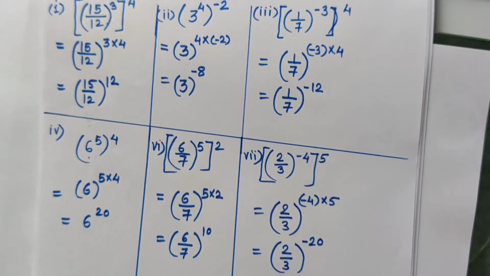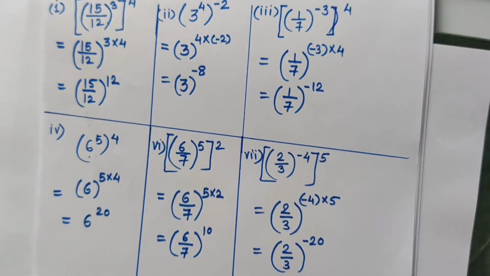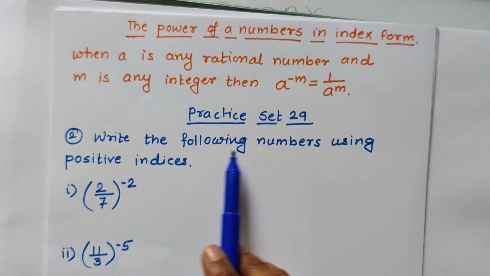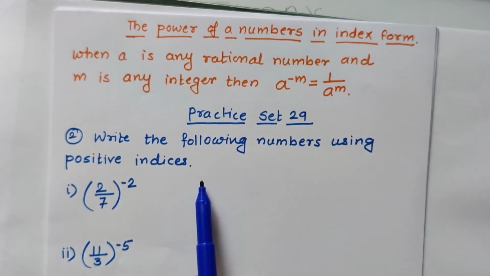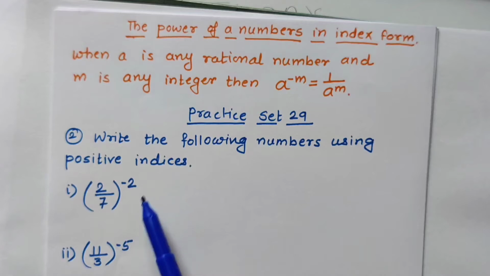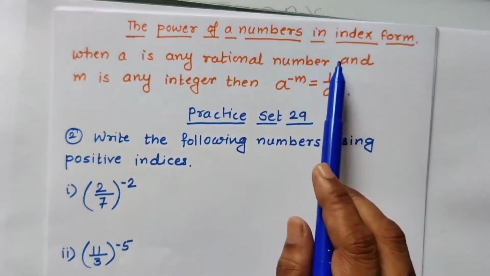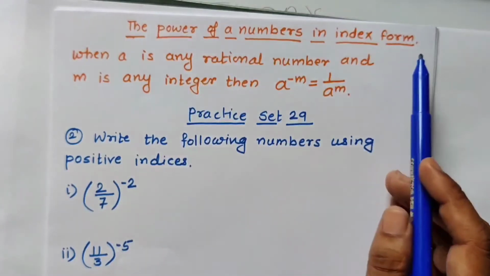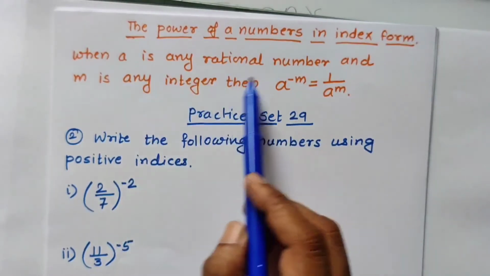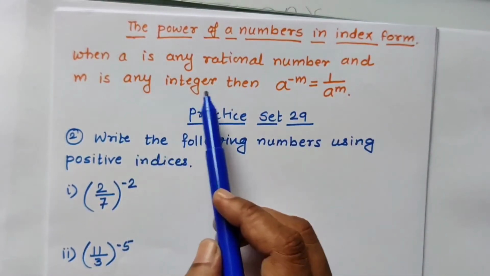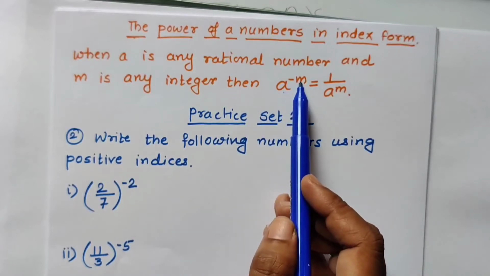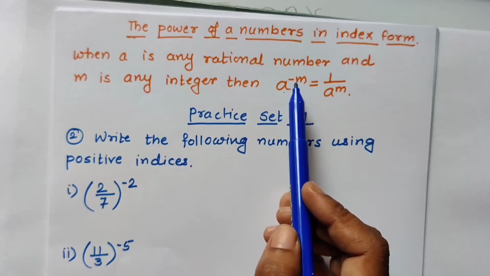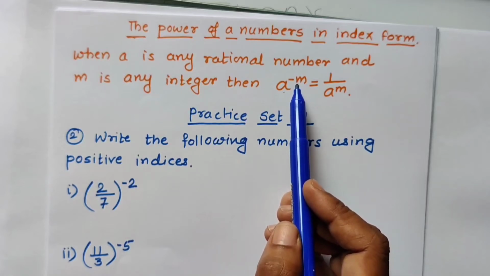Now let us see question number 2. Question 2 is write the following numbers using positive indices. So before solving the sums, let us see one more law of indices, the power of numbers in index form. So when a is any rational number and m is any integer, then a raised to minus m, that means base raised to negative index. When the index is negative, when there is minus sign in the index.